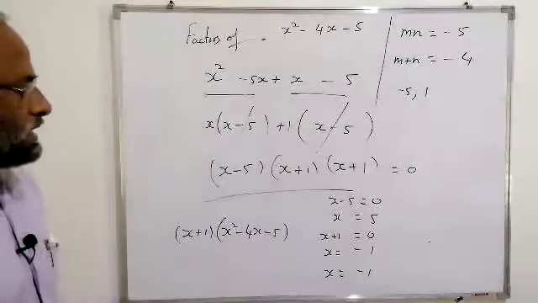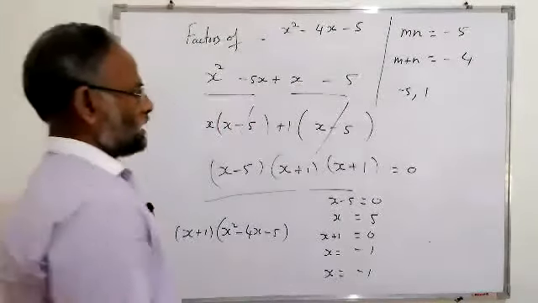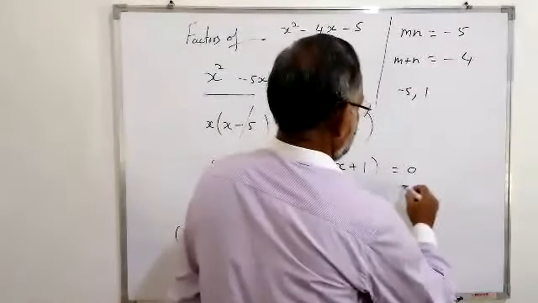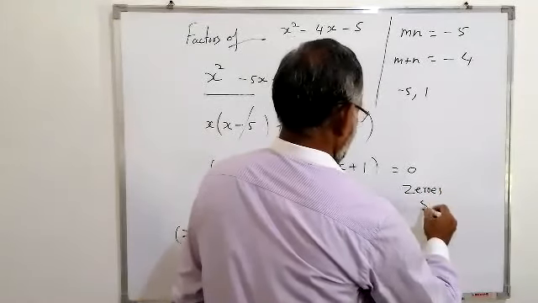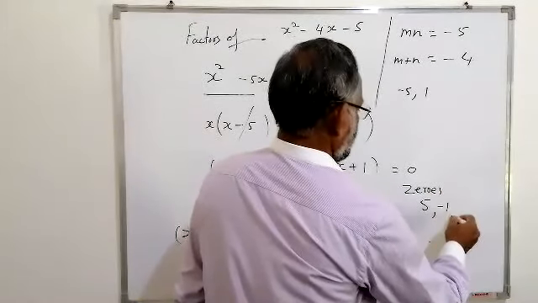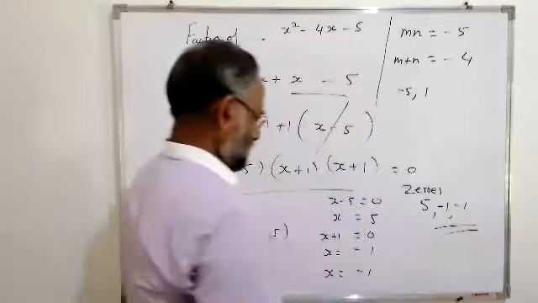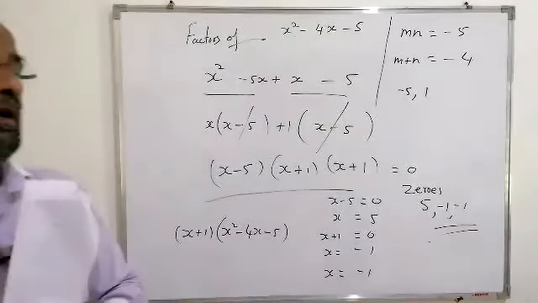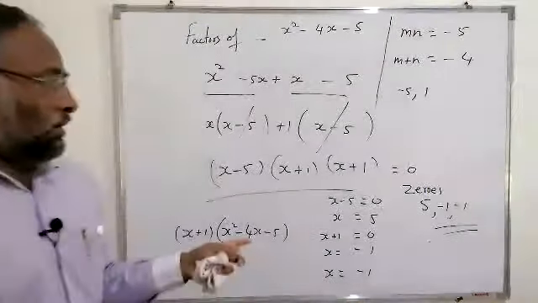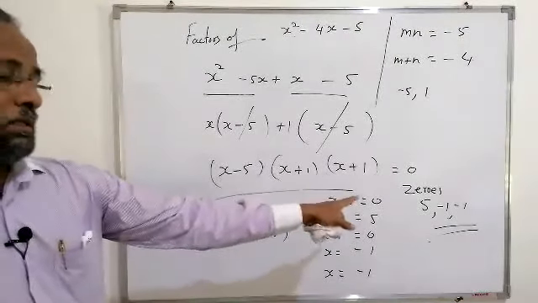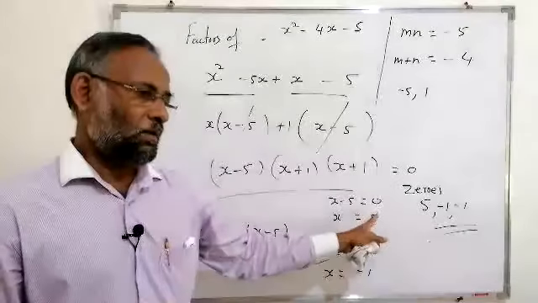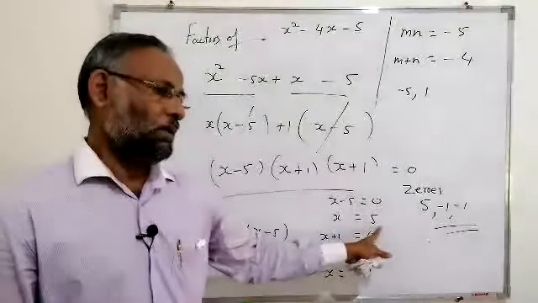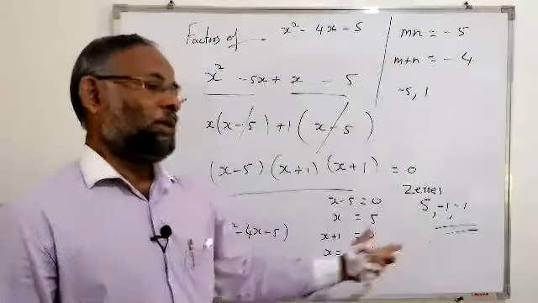So we can say the zeros are 5. Don't confuse zeros. Zeros are 5, minus 1, minus 1. Let me extend that, but the question is not like that. Don't write, find the zeros after factorization. x minus 5 is equal to 0, x is equal to 5. That means P(5). Then P(minus 1) and P(minus 1) for 2, 3.